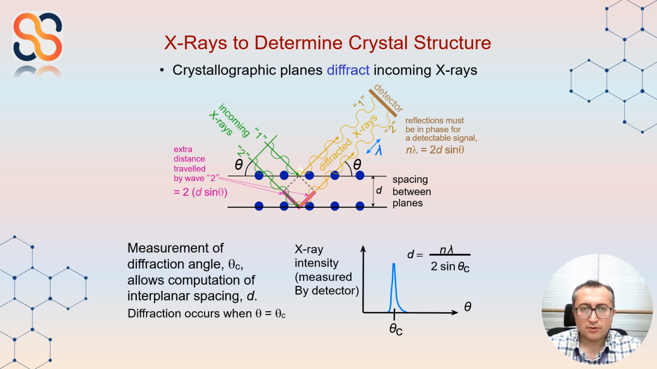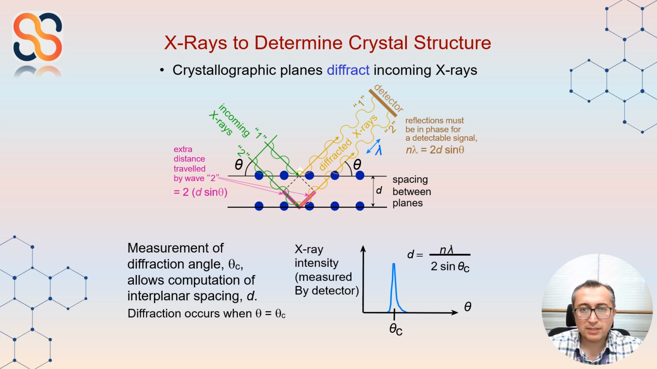Well, let's now focus on how we can use X-rays to figure out the crystal structure of materials. When X-rays hit a crystal, they interact with the crystallographic planes in the material. Think of these planes as layers of atoms stacked on top of each other. When the incoming X-rays strike these layers, they get diffracted or bent. Now, for us to detect this diffraction, something important must happen. The reflections of the waves must be in phase. It means that the waves should align perfectly with each other at the detector to create a clear signal. If they are not in phase, the signal will be weak or non-existent.